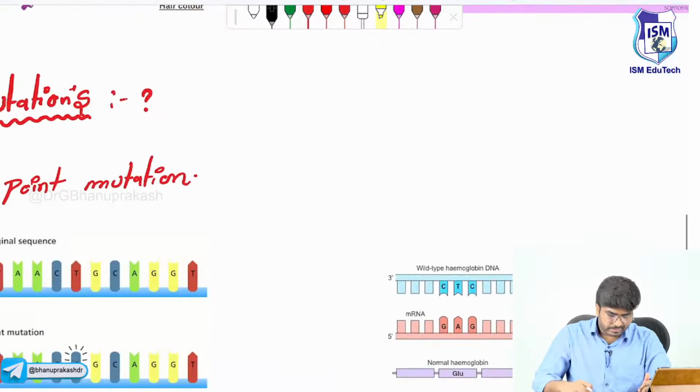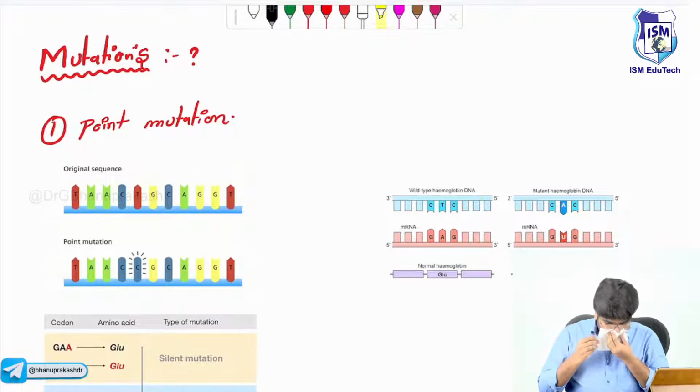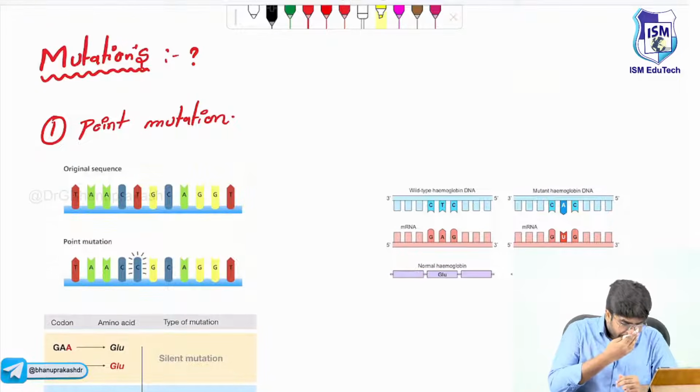Okay, done. Now, after this, let's explain the mutations. Guys, can you please tell me what the mutations are called? What exactly are the mutations? Can you tell me? Any idea, guys?